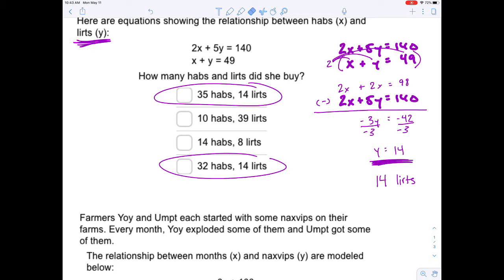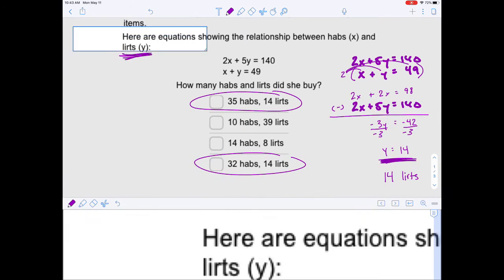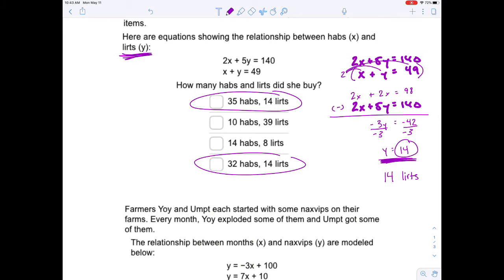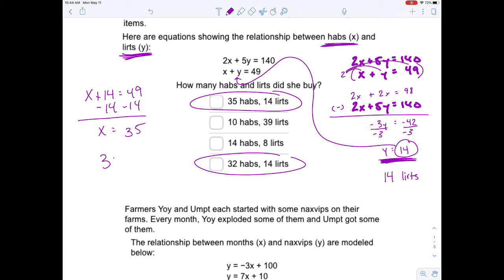So let's go ahead and look at, well, if I have 14 alerts, what happens then? Because I have this neatly written problem, I'm going to take my 14 and I'm going to put it into one of the 2 original equations in the y spot. And that looks like a good spot to put it. I have some space on my paper on the left-hand side, so I'm going to write x plus, instead of y, I put the 14, equals 49. Subtract 14 from both sides to solve for x, and x is going to be 35, and x's were halves, so I have 35 halves, and you can probably see the correct answer is this one, 35 halves and 14 alerts. That's the approach you want to use.